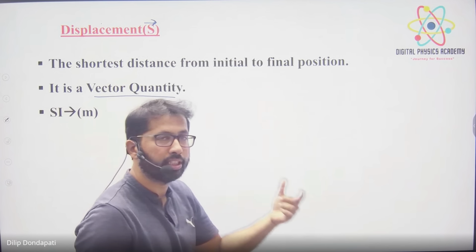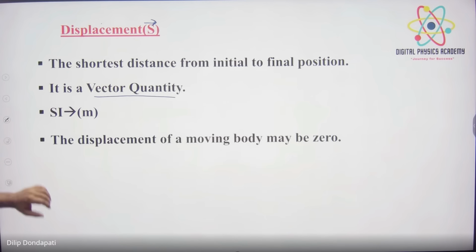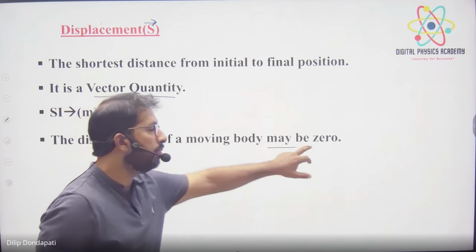Can a moving body have a displacement 0? Example? So you start from point A, but you take a circle, end up back in point A, then the displacement will be 0. Very good. Super. So the displacement of a moving body may be 0.